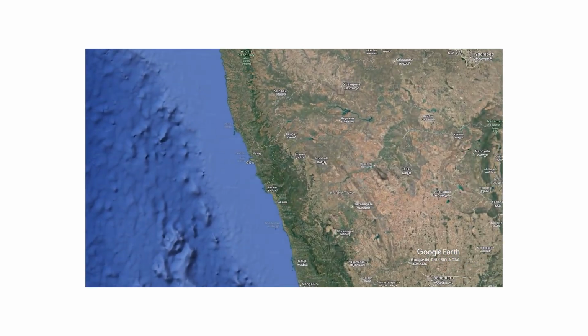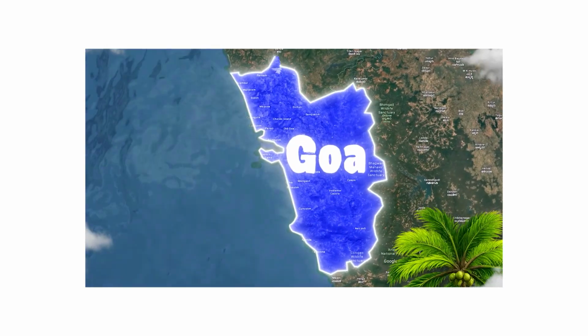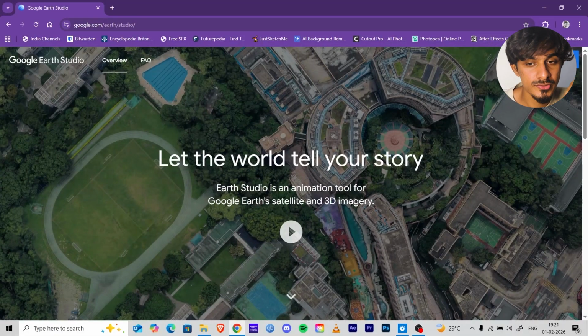In this video, we are going to see how we can create this cool looking map animation using Google Earth Studio and After Effects, which looks amazing. So let's get started.